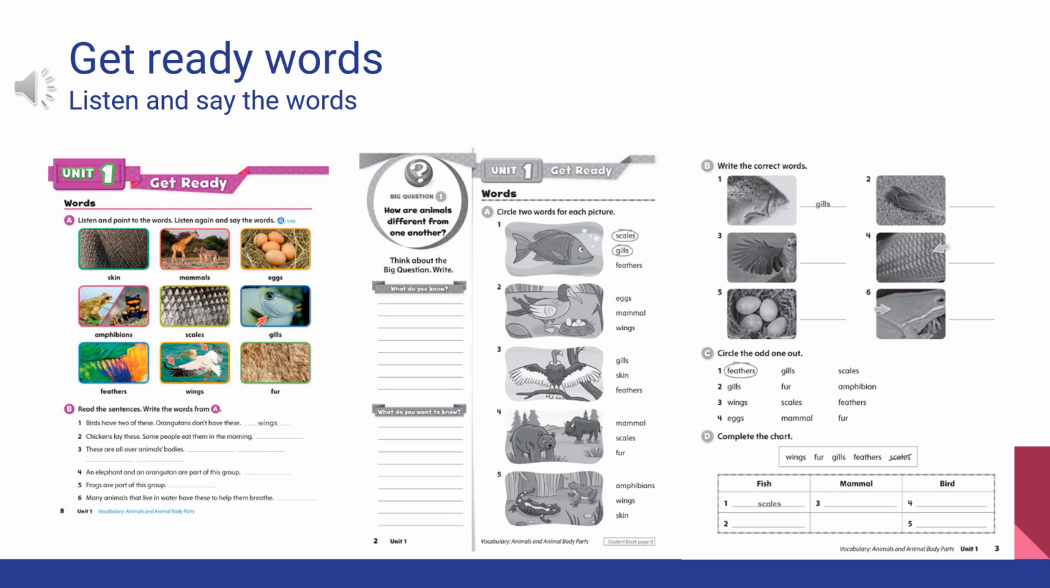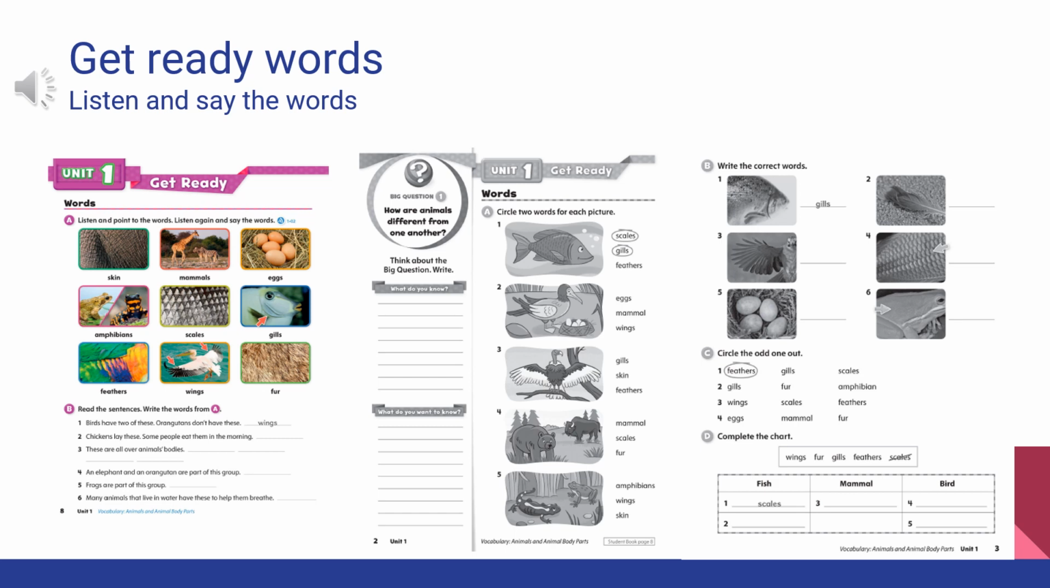Number 2 is gills, fur and amphibian. Which one is an odd one out? Yes, fur. Fur is the odd one out because amphibians have gills but they don't have fur. Number 3 is wings, scales and feathers. Which one is the odd one out? Yes, scales is the odd one out. And number 4, eggs, mammals and fur. Which one is the odd one out? Yes, eggs is the odd one out because mammals don't lay eggs and mammals have fur on their body.